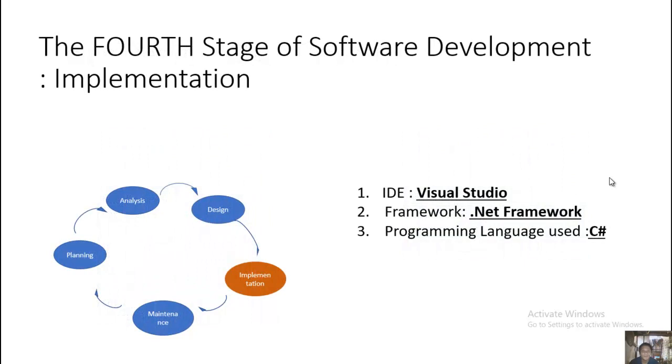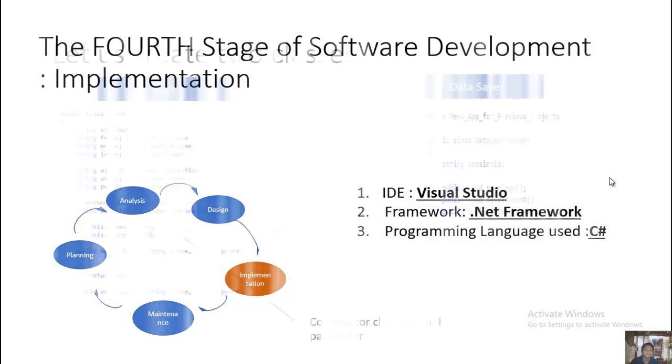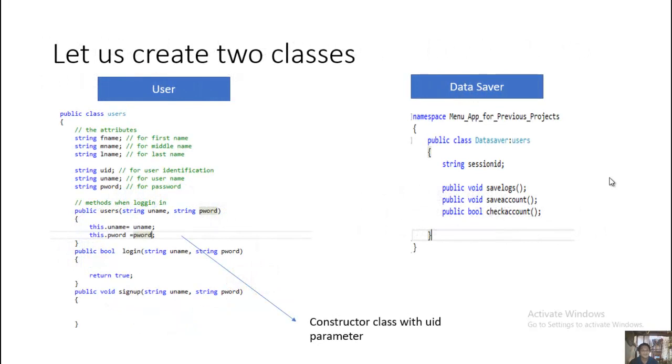The fourth stage of software development is implementation. The integrated development environment we use is Visual Studio. The framework is .NET Framework. The programming language used is C#. Now let us create two classes. We have the users class, and of course the data savers class.